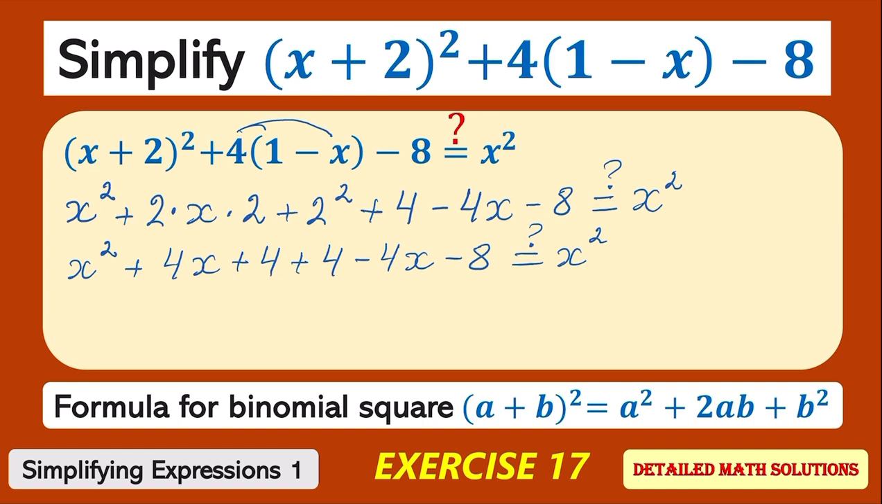Next, I need to add all like terms. Like terms are 4x and negative 4x, and then the numbers 4, 4, and negative 8. When I add these like terms, 4x and negative 4x are the same term with opposite signs. Therefore, their sum equals 0, or both terms cancel out. Then I have 4 plus 4 minus 8, which sum also gives 0, so all these terms also cancel out.